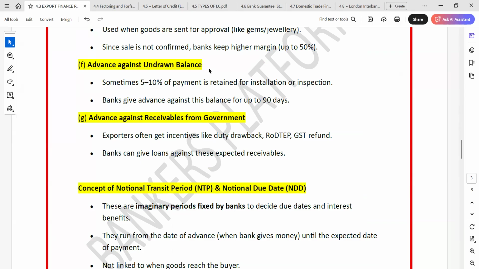Advances against undrawn balance. Sometimes 5 to 10% of the payment is retained for installation or inspection. For that also, banks can give advances against the balance, but only for up to 90 days.